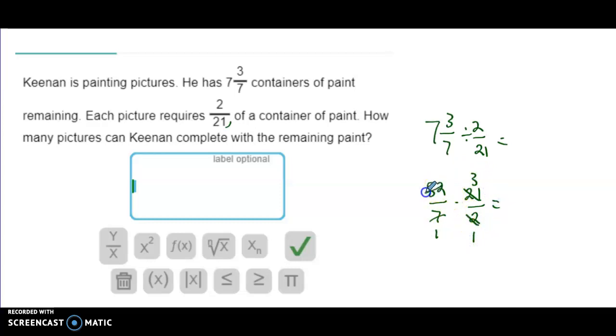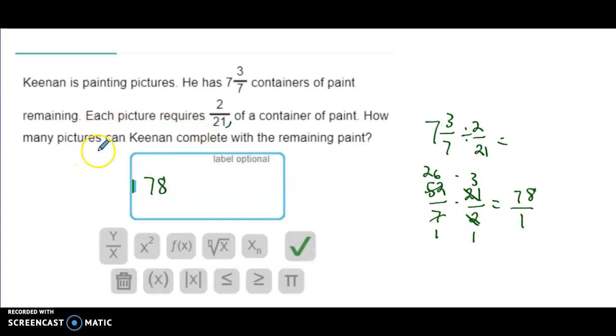These are both even. Oh, what's half of, I'm drawing a blank this morning. Oh, 26. Okay, and then 26 times 3 is 78 over 1, so 78 pictures.